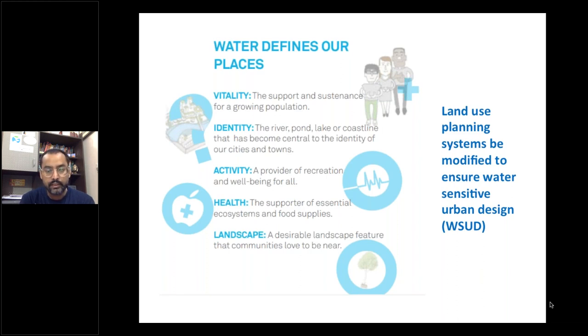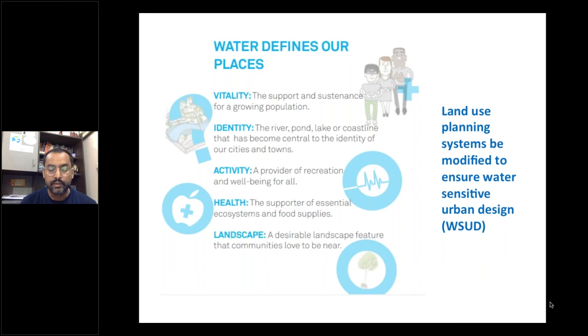And fourthly, health, the food system, the aquatic ecosystem, or the hydroscape. We have the term landscape, but the hydroscape is basically those water bodies, which would support the health of the ecosystem, because the dry ecosystem you cannot visualize in a living city. The water bodies would support the entire ecosystem, and they would in turn support the biodiversity and the other aquatic lives. And a desirable landscape is a feature that communities love to be near.